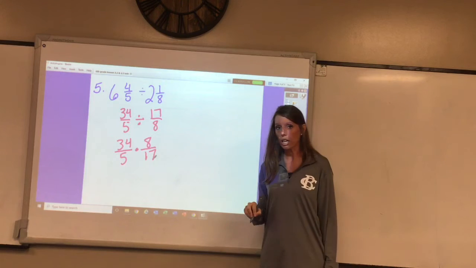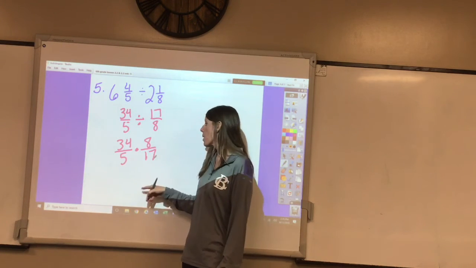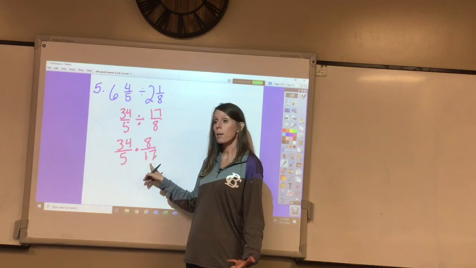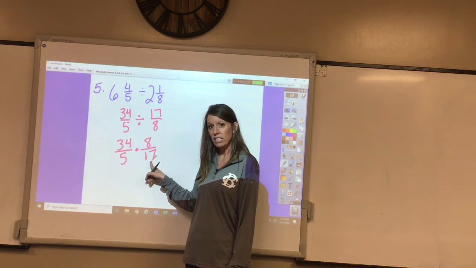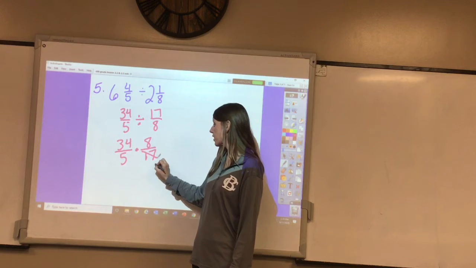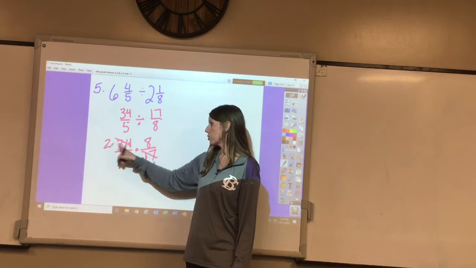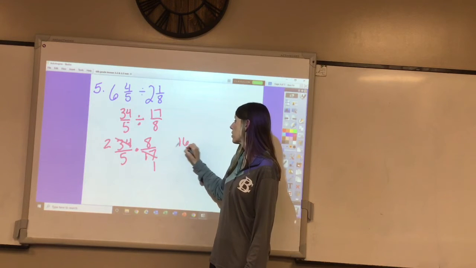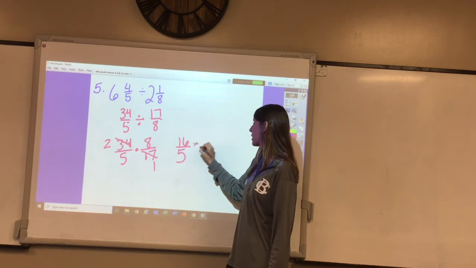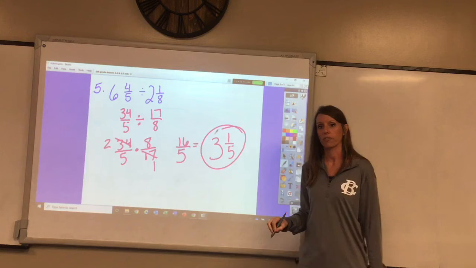Now, this one's kind of hard because you'll go, well, there's nothing that goes into 5 and 8, right? Because 5 is prime. But you might look and go, nothing goes into these two because 17 is prime. But remember, 17 goes into 17, right? And actually, 17 can go into 34 as well. So 17 goes into 17 once, it goes into 34 twice. All right, so 2 times 8 is 16. 1 times 5 is 5, but it's improper. 5 goes into 16 3 times, which is 15. So I have 1 left over.